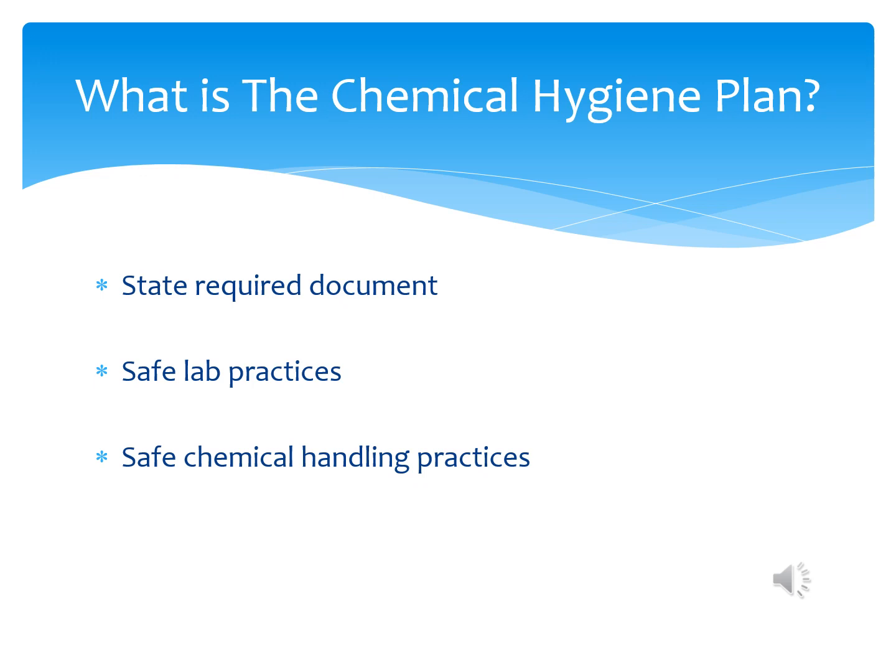The Chemical Hygiene Plan is a state-required document that is composed from the OSHA standards for laboratory hazards. It is a guideline for safe lab practices and to alert you to potential hazards.